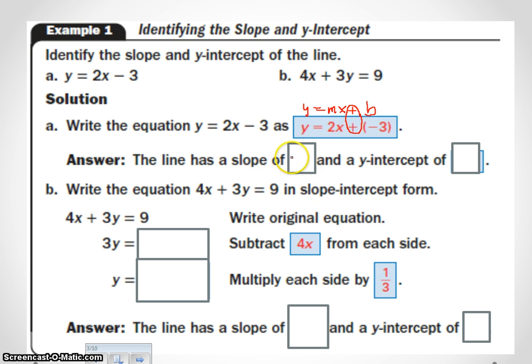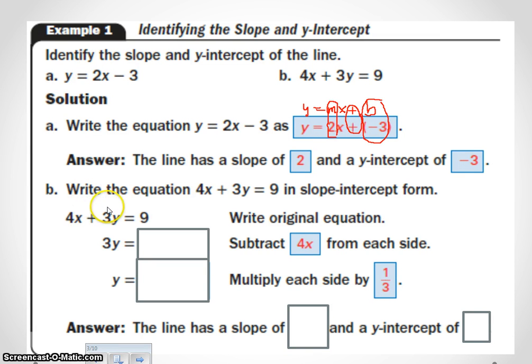What is the slope for this example then? Well, look for the m. Slope is 2. What's the y-intercept? The y-intercept is b, which is negative 3. So just line it up so that it's in the form y equals, there's the m for the slope, the x for the variable, plus b.